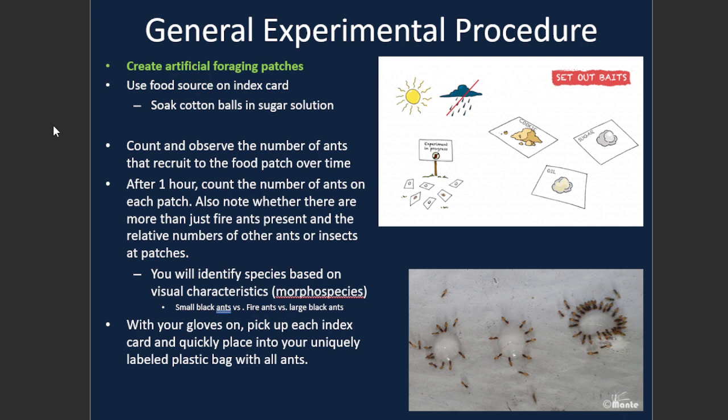You don't have to say their species. So if it's like a small black ant, you just say small black ant. If it looks like a fly, just say fly, something like that. At the end, you'll put on gloves and pick up your cotton balls and index cards and put them in a bag.